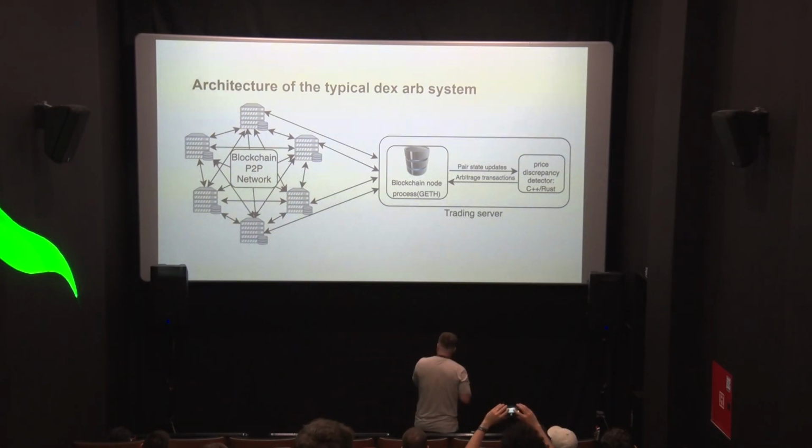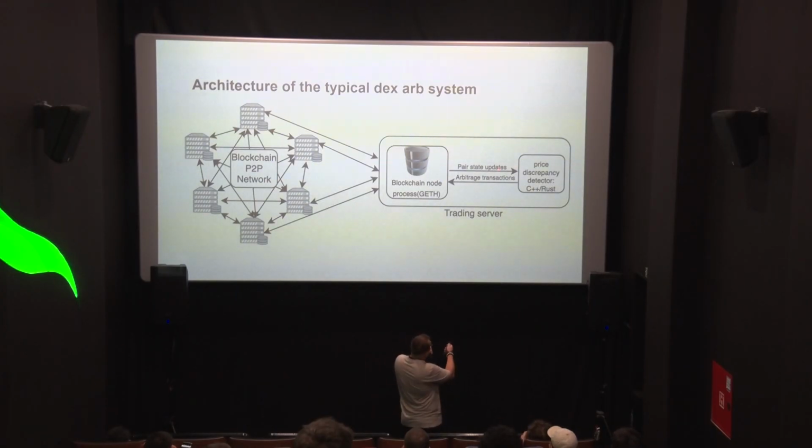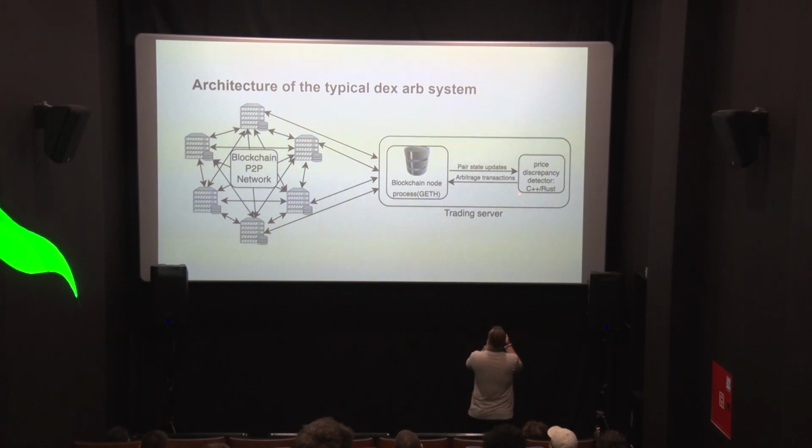The blockchain node keeps our system updated with the latest state of the global blockchain network. It pushes the latest state changes and transaction data, while the price discrepancy detector is a lightweight program written in some fast language like C++ or Rust. We prefer Rust, by the way. For each piece of information, this program must calculate optimal arbitrage transactions and send them back, and it must do it so fast that these transactions will be included in the next block.